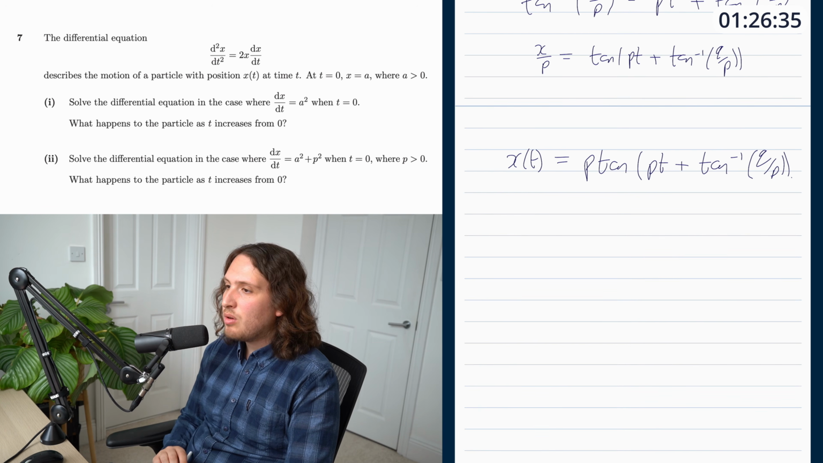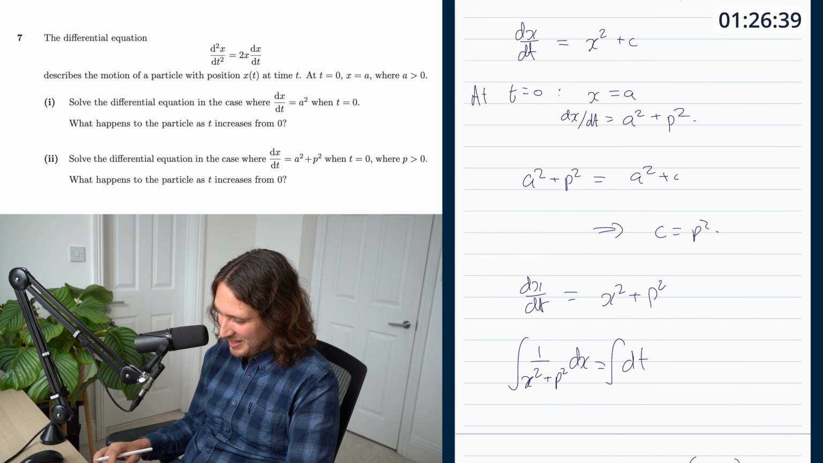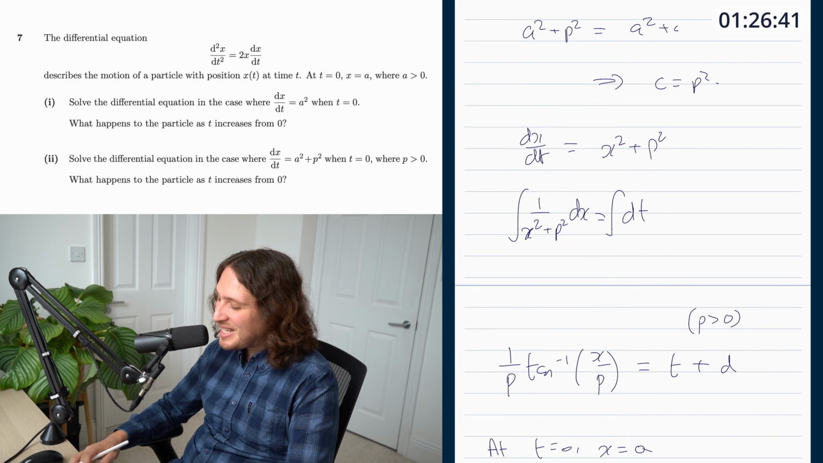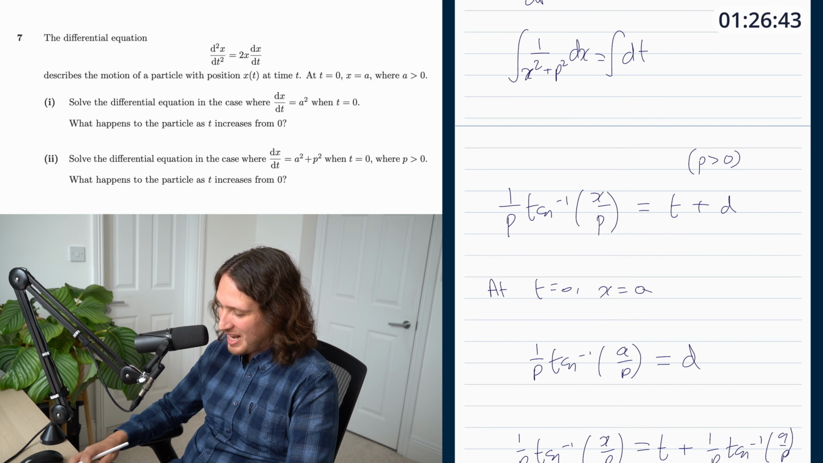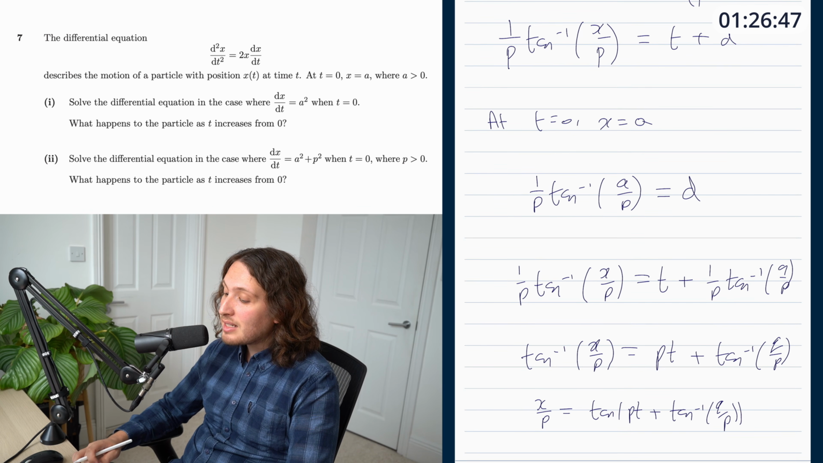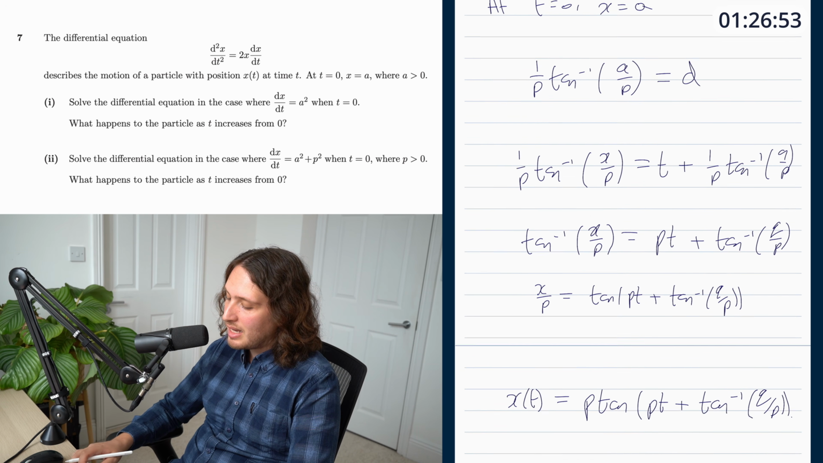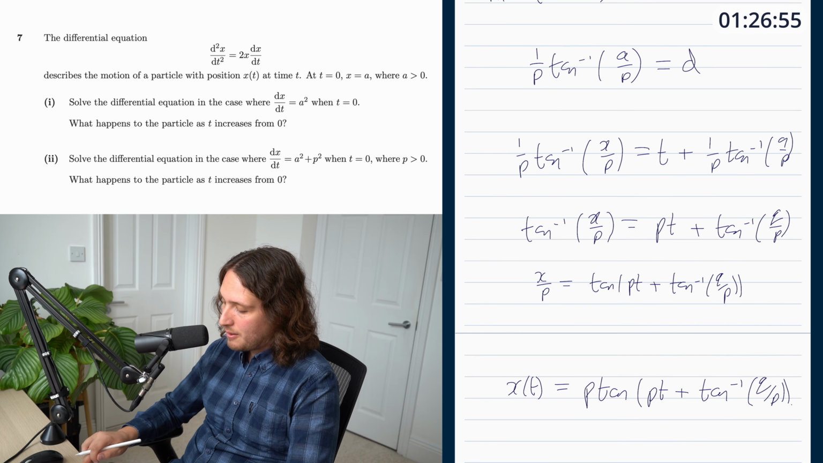Okay, now what happens... Have I made an algebra mistake? This felt too easy, so I want to just very quickly check that I've plugged things in correctly. 1 over p arctan a over p is d. 1 over p arctan x over p is t plus that, multiplied by p.